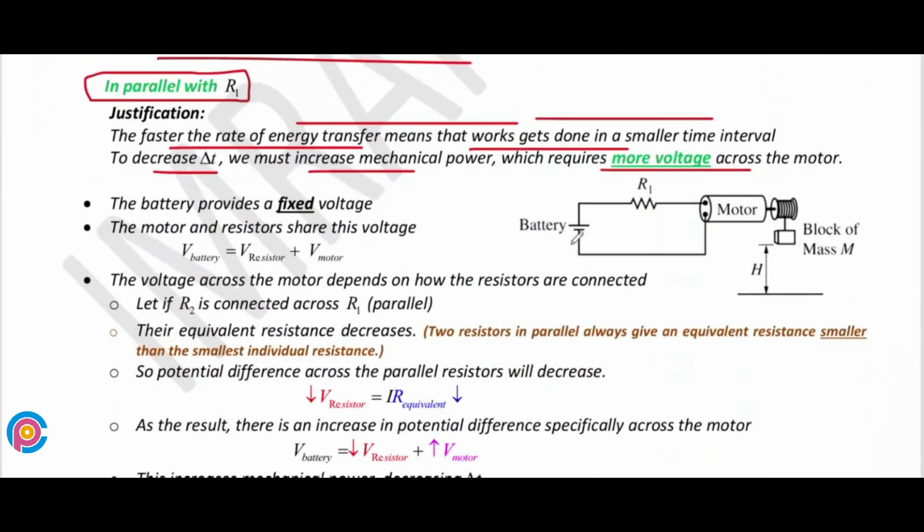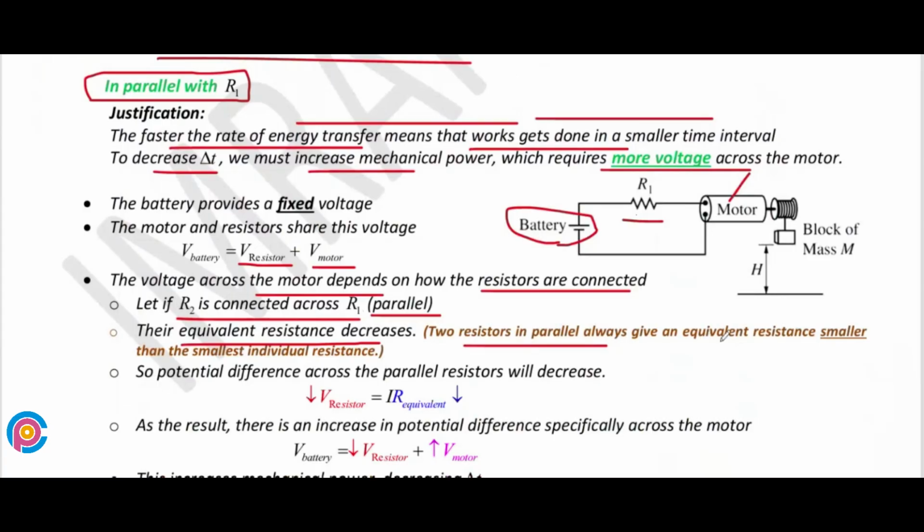From the figure, we can see the battery provides a fixed voltage. This voltage is shared between the resistor and the motor. The voltage across the motor depends upon how we connect the new external resistor. If R2 is connected across R1, in parallel combination, their equivalent resistance would decrease, because two resistances in parallel always give an equivalent resistance smaller than the smallest individual resistance. Their total resistance would be less than R1.